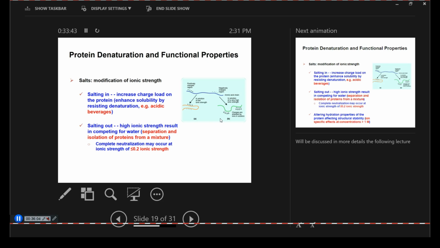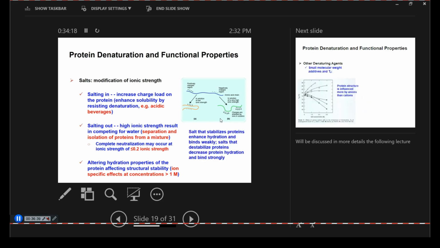And this usually happens at ionic strength of 0.2 or even lower, depending on the charges of the protein, or the load of the charge on the protein itself. However, at higher concentrations, higher than 0.2 ionic strength, say at concentration higher than 1 molar, what happens is not just the protein no longer interact with water and the salt is competing with water, we're getting structural instability of the protein itself. So there are 2 types of salt.